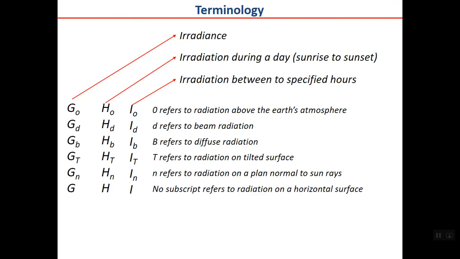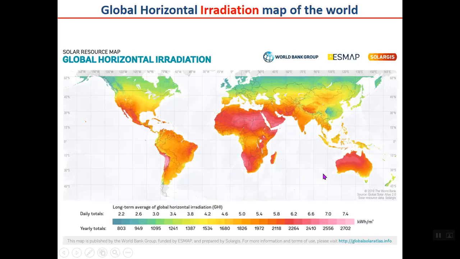In summary, we have three parameters, G, H, and I. As I told you, G is irradiance, H is irradiation during a day, sunrise to sunset, and I is irradiation between two specified hours, okay? And the subscripts, as you can see here, have different meanings. For example, if you have capital T, this refers to the radiation on a tilted surface. If there is no subscript, then it is on a horizontal surface. If it is N, it refers to the radiation on a plane normal to the sun rays.